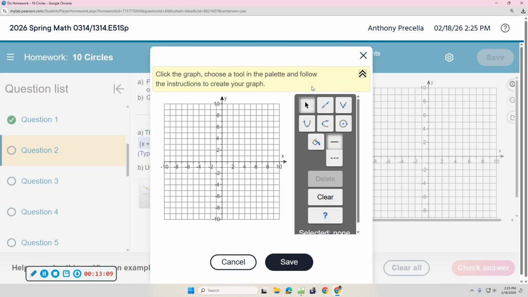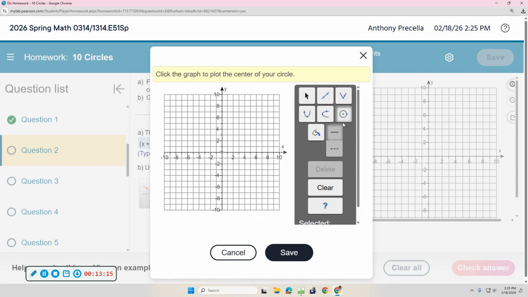Oh, this is a better first example. It would have been. The graph looks so much cleaner. I click circle. Now plot the center.